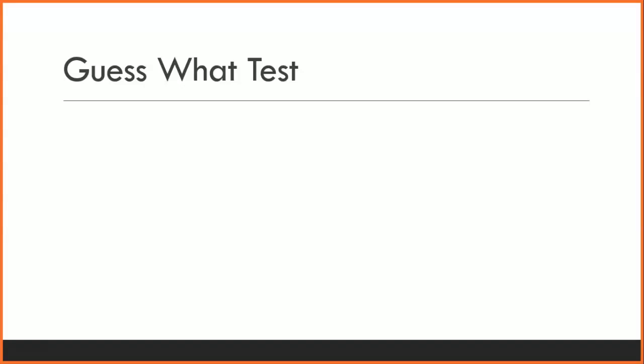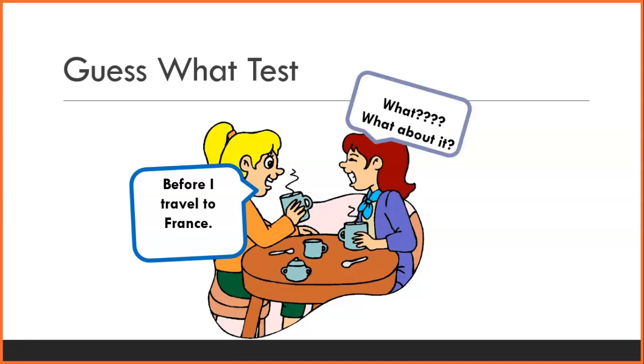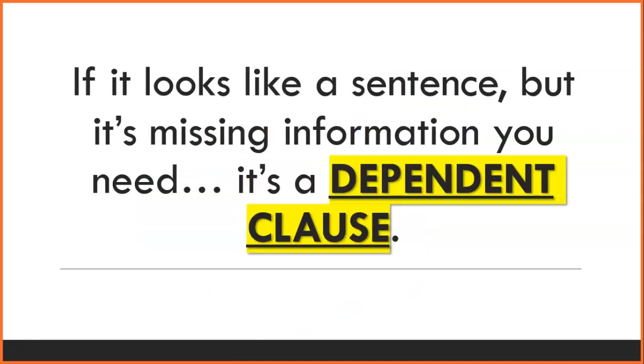Remember that guess what test we learned back when we were doing simple sentences? Hey, Sarah, guess what? And Sarah's going to answer her, what? Before I traveled to France. Sarah's going to look at her like, wait, what? Did I miss something she just said? What about? What are you going to do before you travel to France? I don't know what you're doing before you travel to France. Why did you stop talking? If it looks like a sentence, but it's missing information that you need, it's a dependent clause.